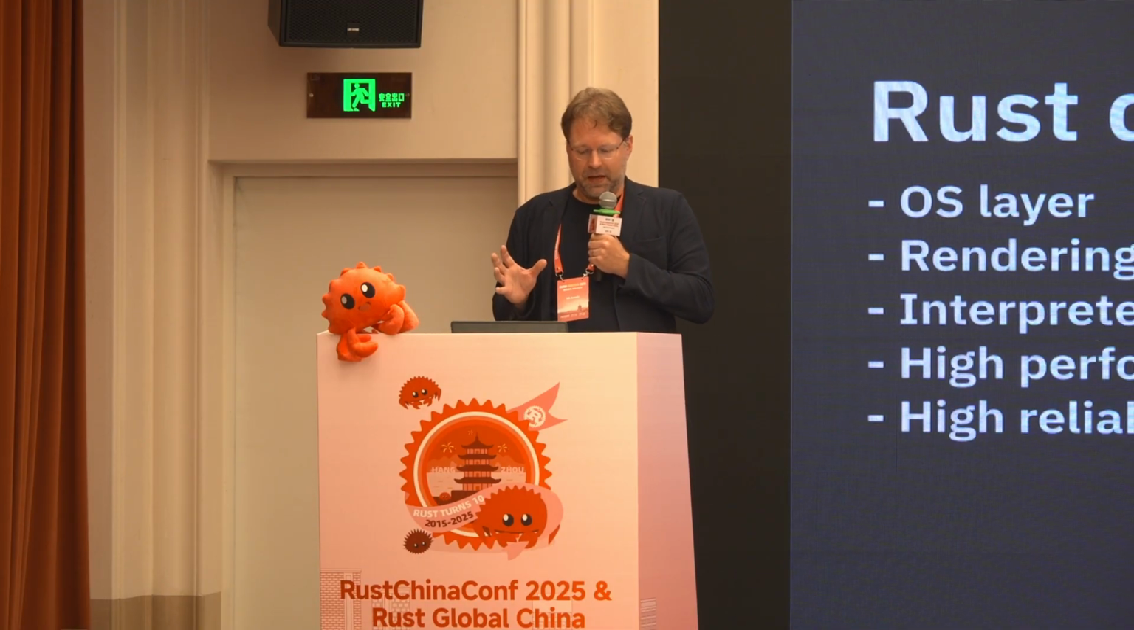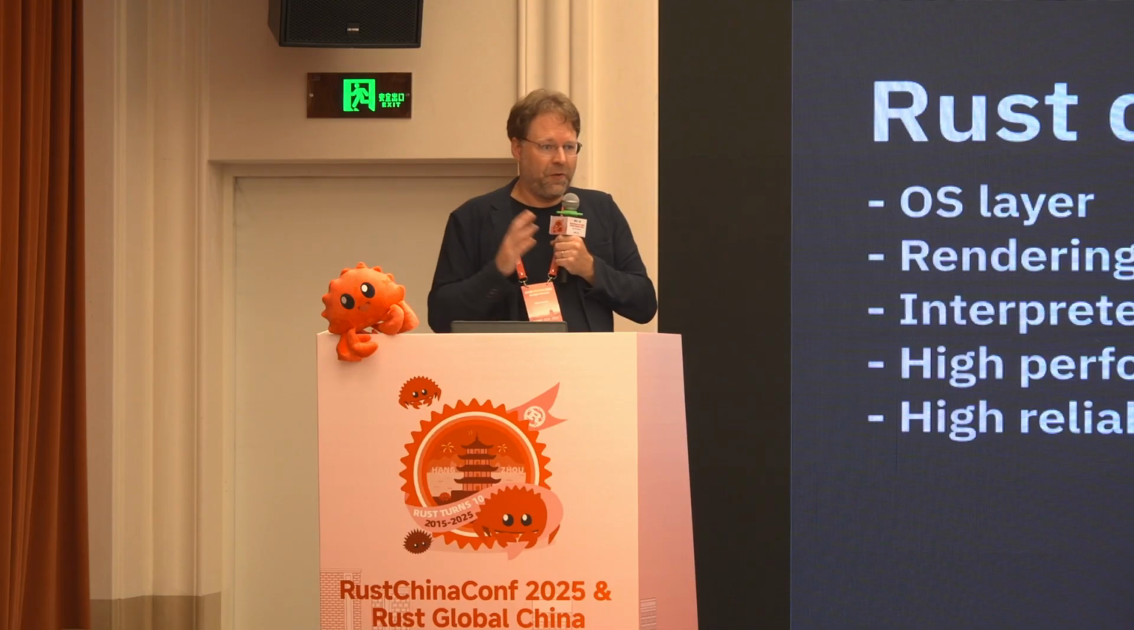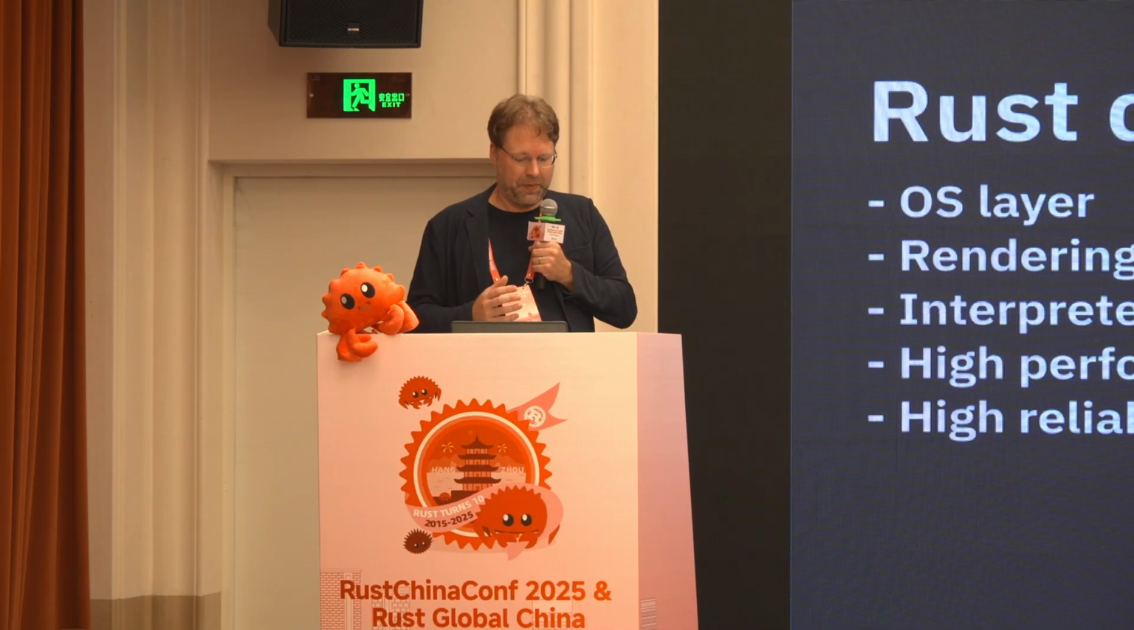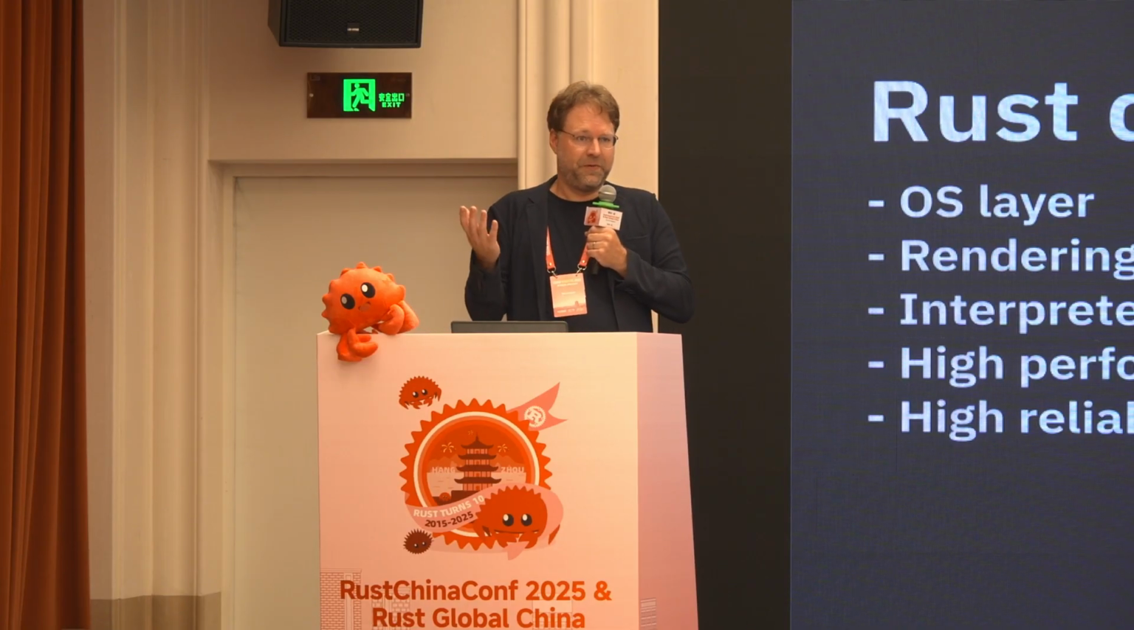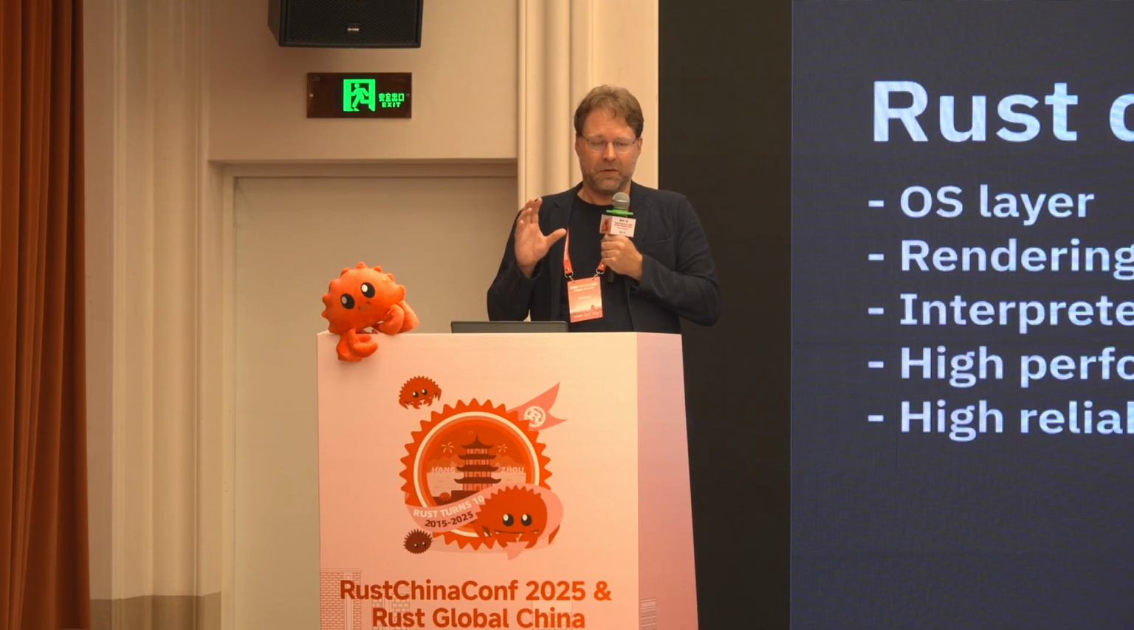So the Rust domain will be the OS layer as we have it now, the rendering stack, the interpreter of the new language. And it's going to contain all the high performance stuff, the high performance components and all the things that we need high reliability for, right? We need to have a high reliability code view or a high reliability data grid. We need those widgets to be rock solid. We don't need the AI to generate all of them.